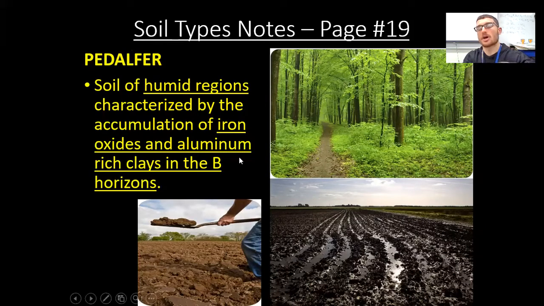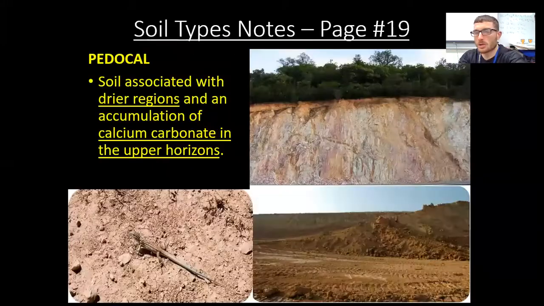So pedalfer, guys, we're talking the darker soils with a lot of nutrients found in humid regions. Like Florida would be a great example where we find this, okay? And this includes a lot of iron oxides and aluminum-rich clays in the B horizons. I'm going to talk about what B horizons and soil horizons are in 2 days. But again, understand the 3 different soil types. We'll do our card question at the end.